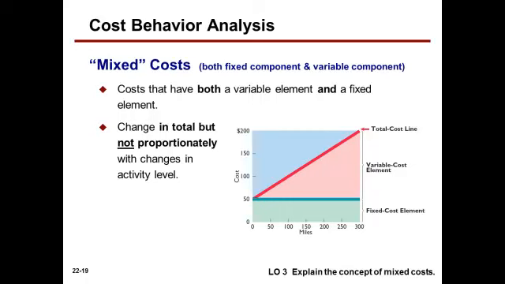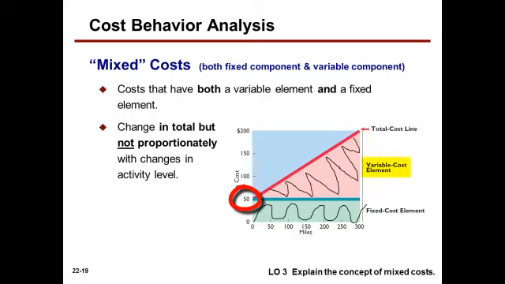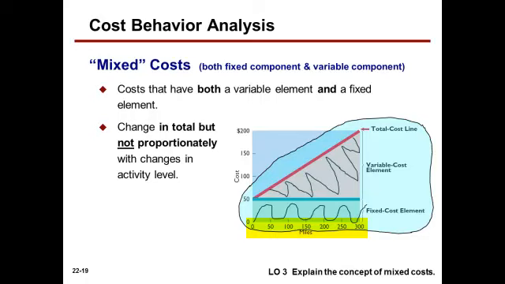Let's look at this graph of a mixed cost on the right. So it has a fixed cost element at the bottom. In this case, $50,000 a month are fixed costs, but then it has a variable element that increases as miles are driven in this case. And so our total cost is a combination of the fixed element at the bottom and the variable cost element at the top.